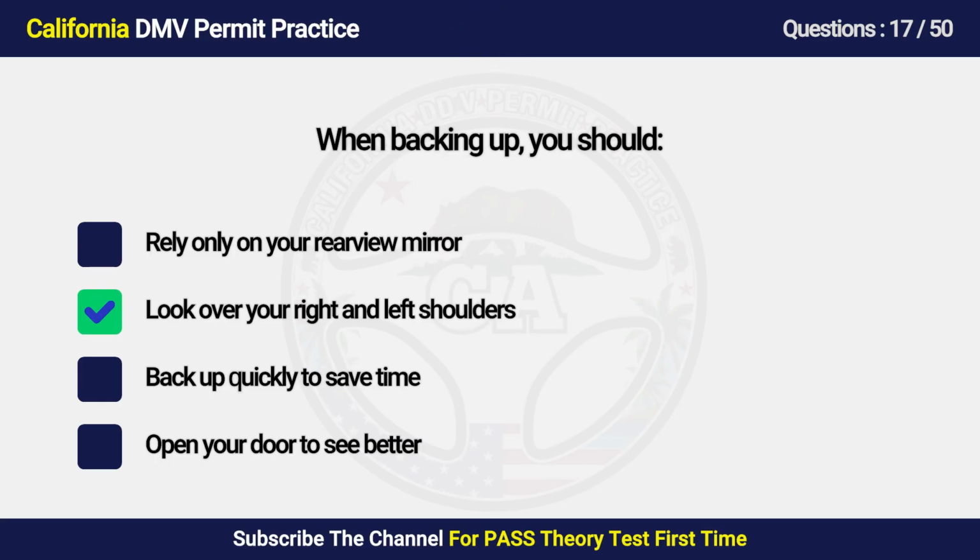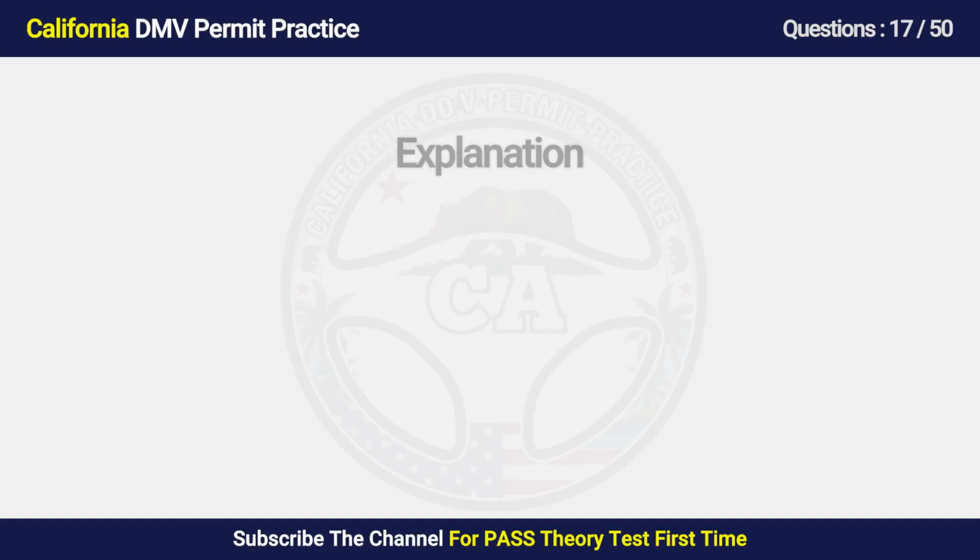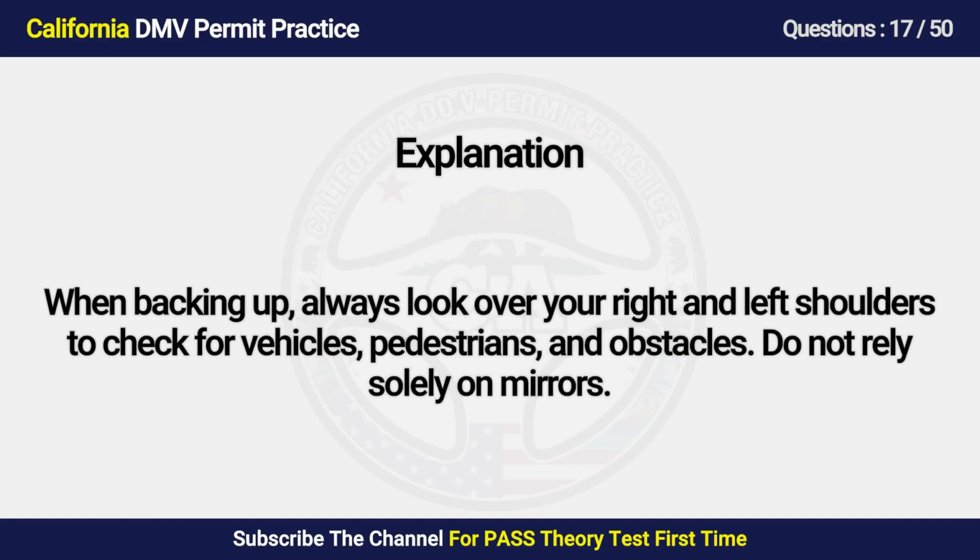Answer is B. Look over your right and left shoulders. When backing up, always look over your right and left shoulders to check for vehicles, pedestrians, and obstacles. Do not rely solely on mirrors.